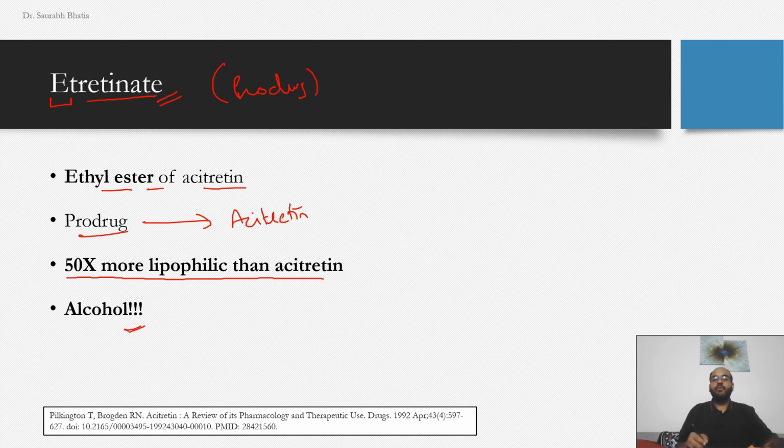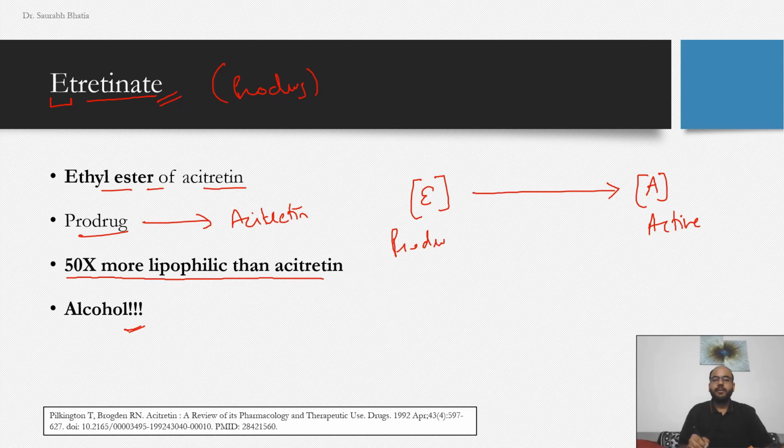Alcohol intake is important. Why? See, you have etretinate. It's a prodrug, and it gets converted into acitretin. Acitretin is active. A for acitretin, A for active. Etretinate is the prodrug. Okay. Alcohol can cause re-esterification, that is, conversion from acitretin to etretinate.